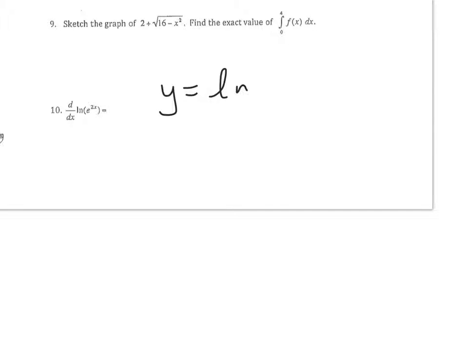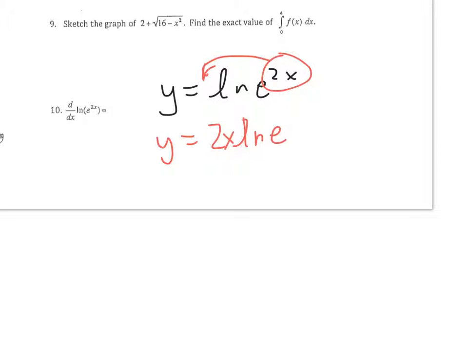Y equals ln e to the 2x. I can take that 2x out in front. Y equals 2x ln e. Ln e is equal to 1, so y equals 2x, so your first derivative is just 2.